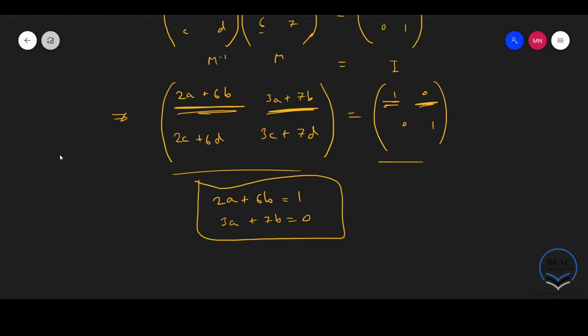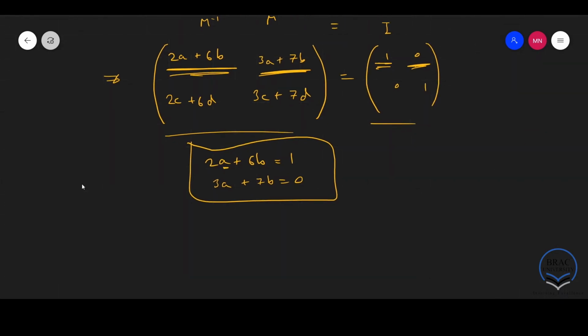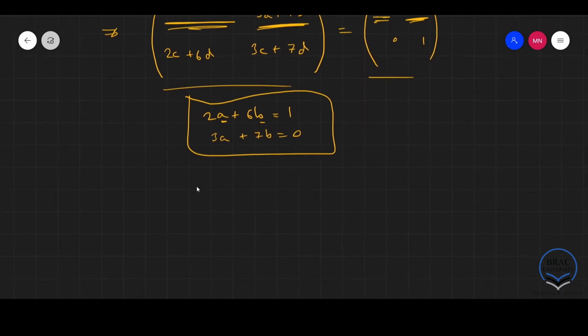Right? So now what do we have? We just have a system of two linear equations in two variables, those two variables being A and B. Right? So let's try and solve this system. There are several ways that we can solve it. We can use the elimination method, where we try and get rid of one of the variables to find the other variable, or we can just use substitution. So for this case, let's use substitution.